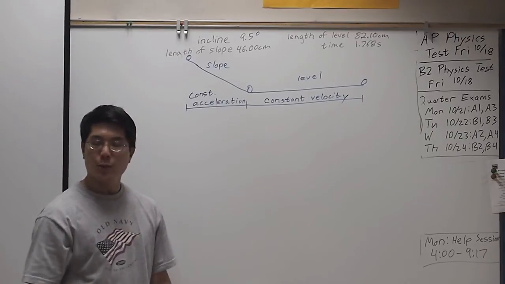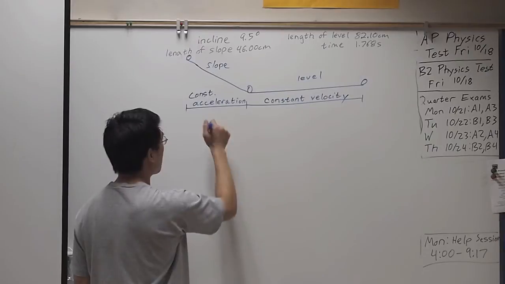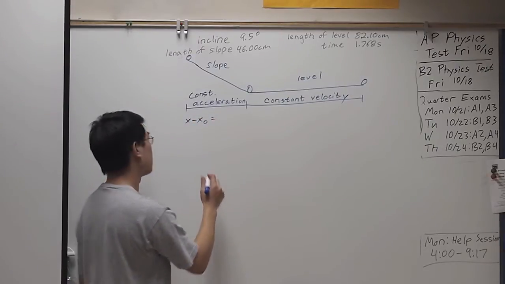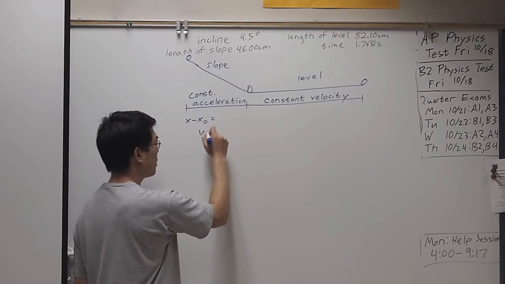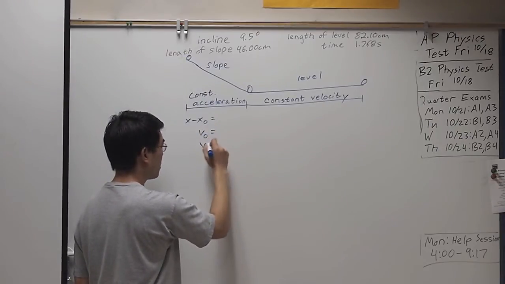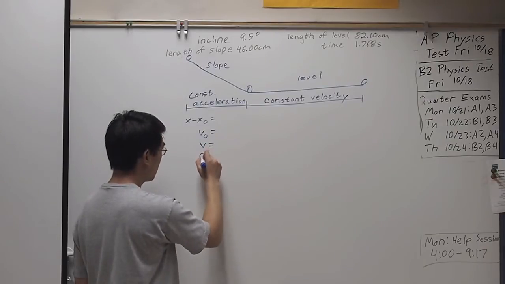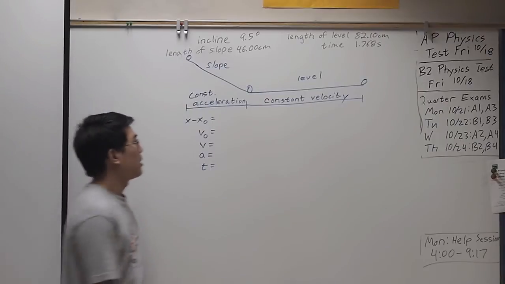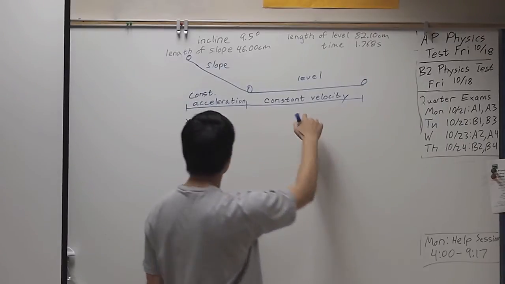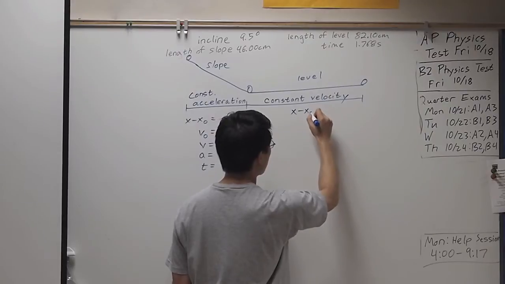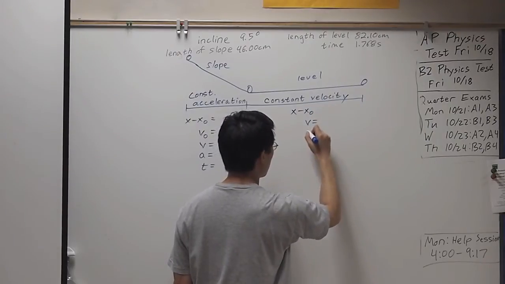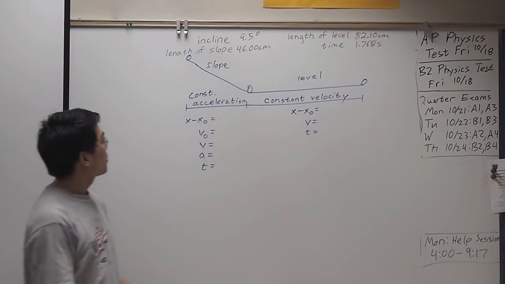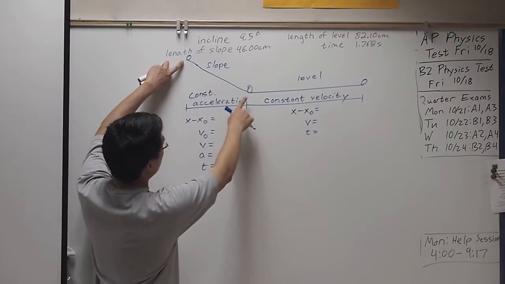Each of these has a corresponding problem-solving system. Motion at constant acceleration deals with 5 kinematic variables: displacement, initial velocity, final velocity, acceleration, and time. Meanwhile, motion at constant velocity deals with only 3 variables: displacement, velocity, and time.